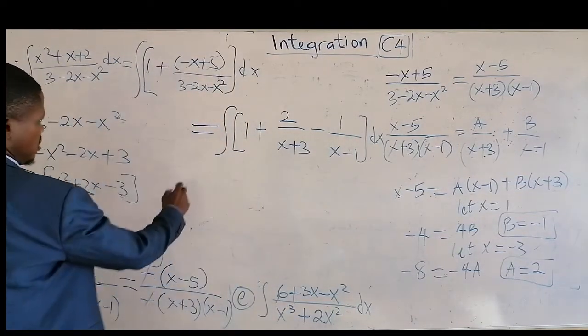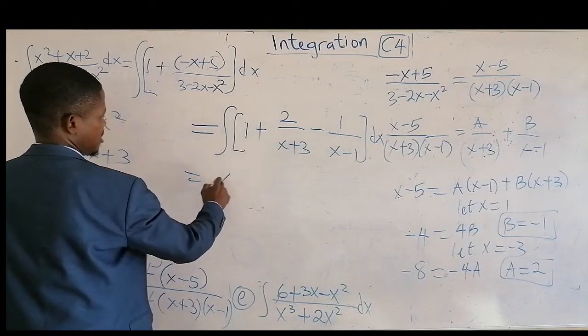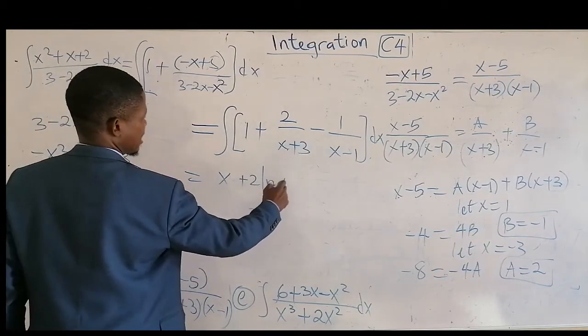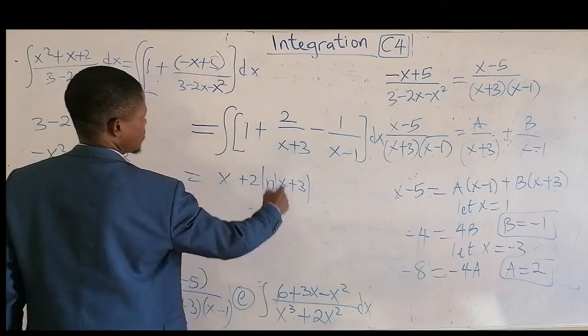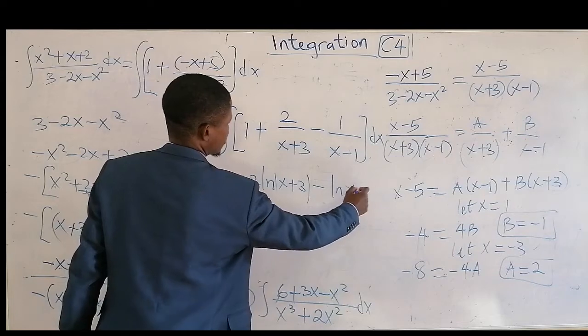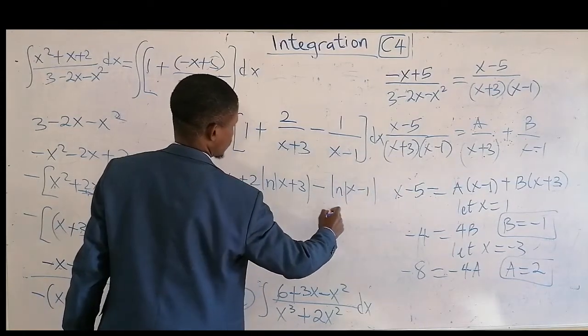Okay? So this will give us what? Integral of this one is this. Integral of this is 2 ln x plus 3. Then integral of this one, that's minus ln x minus 1. Then plus what? Plus c.